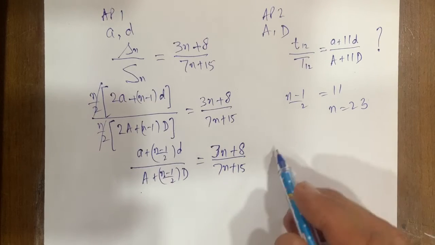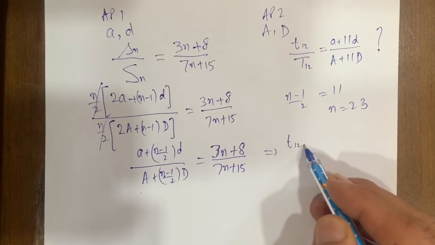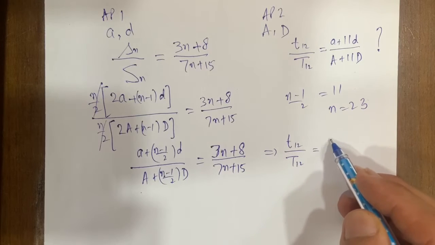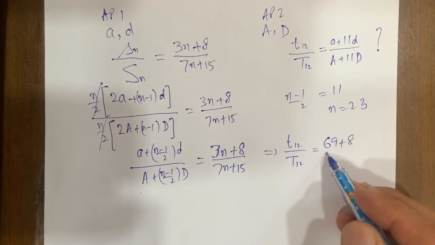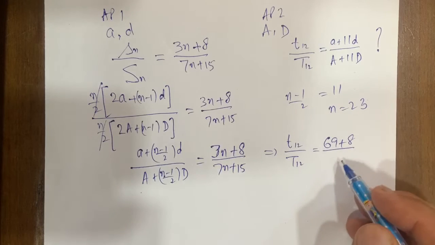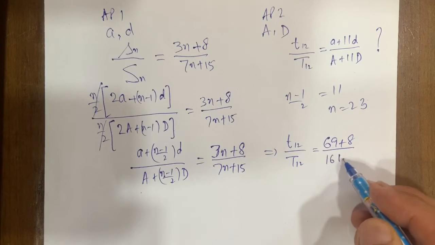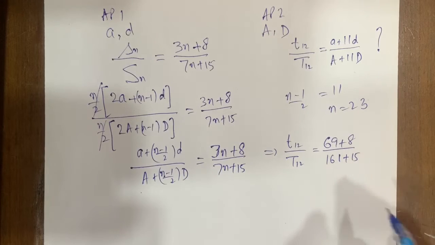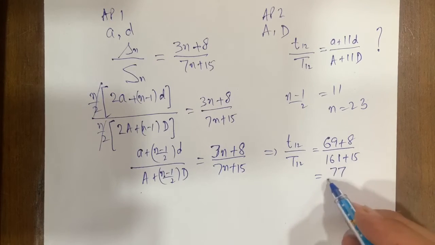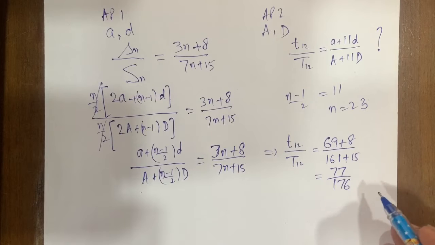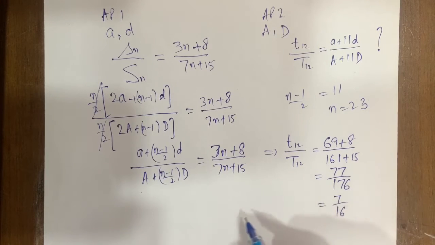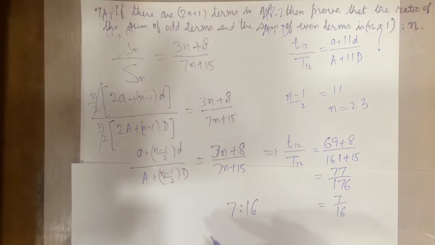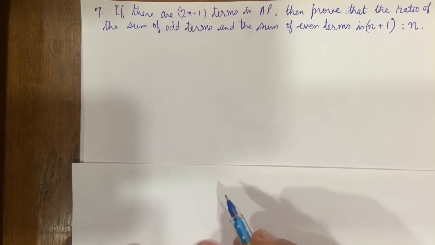So this will give us T12 upon T12, this is equal to 3 into 23, that is 69 plus 8, upon 7 into 23 is 161 plus 15, that is this ratio. This is 77 upon 176. So 11 7s are 77, 11 16s are 176. So the ratio is 7:16.